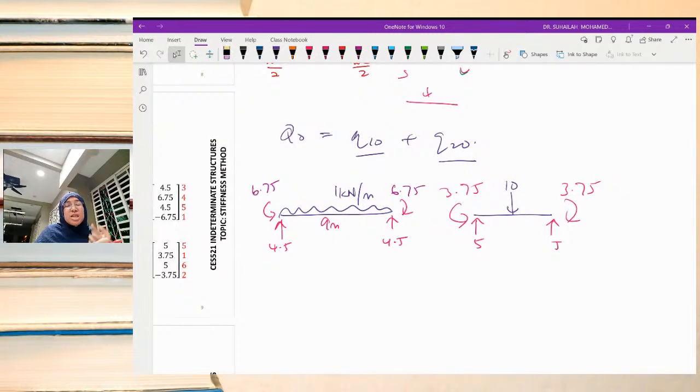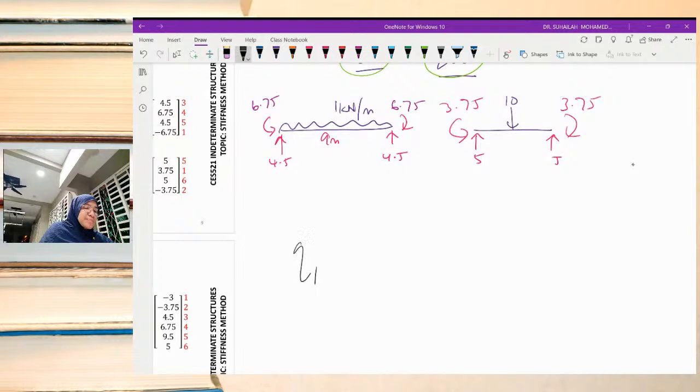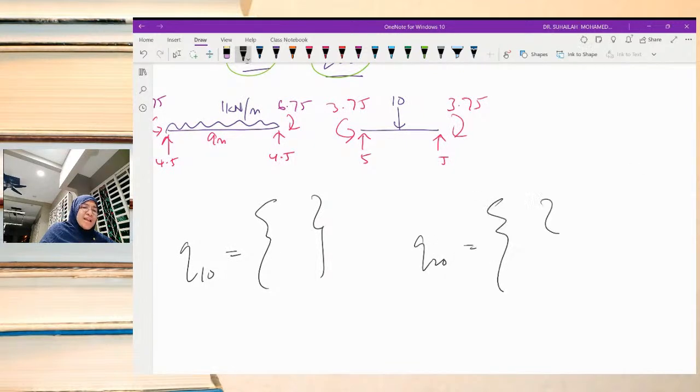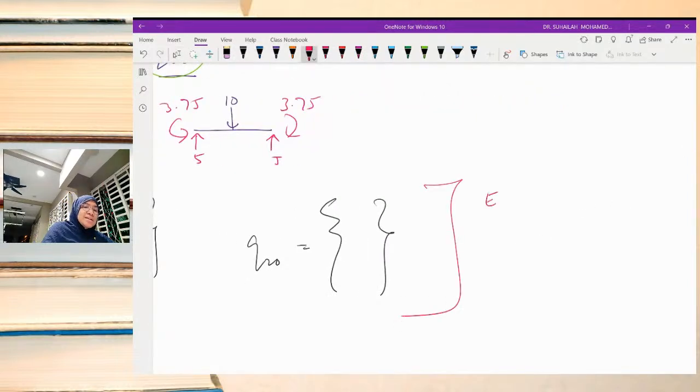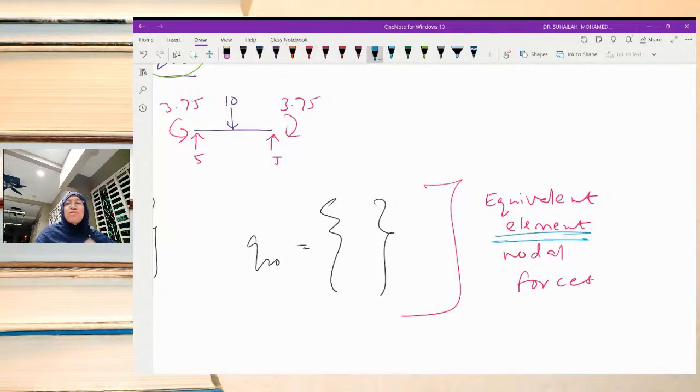What is Q1 naught? What is Q2 naught? Q1 naught is four values of Q, and Q2 naught is four values of Q. Q1 naught and Q2 naught are also known as equivalent element nodal forces, because these are for the element, so we add the word element.